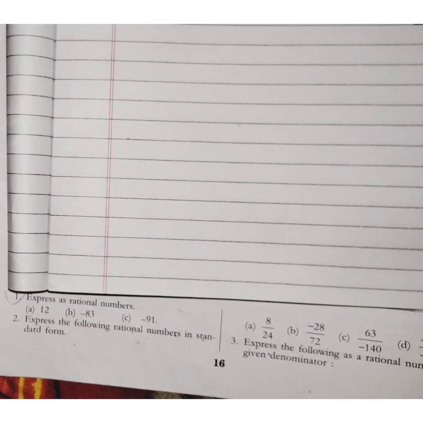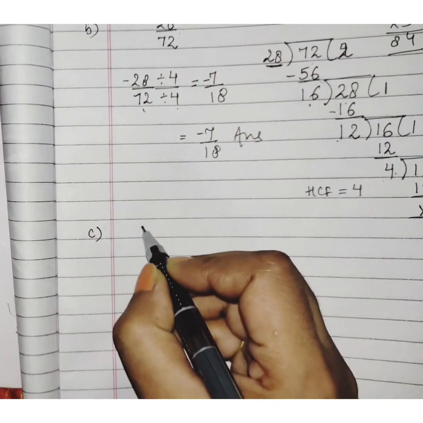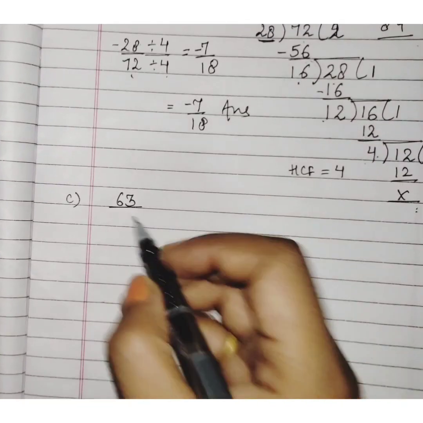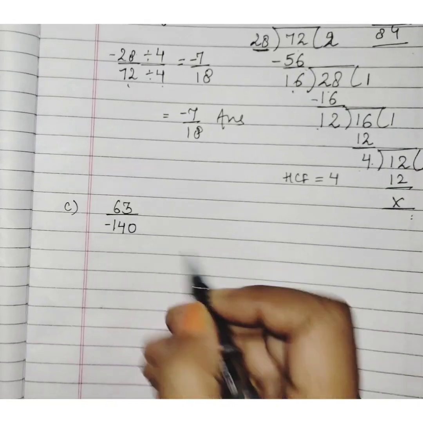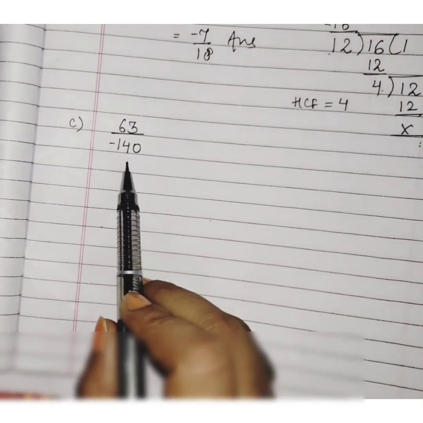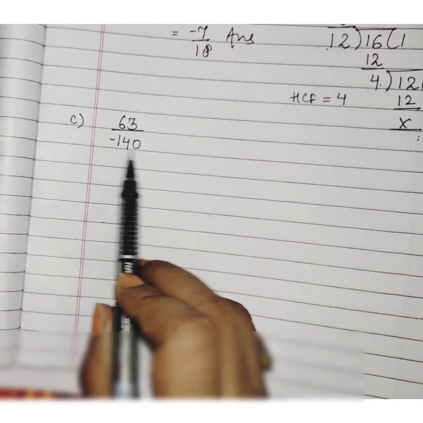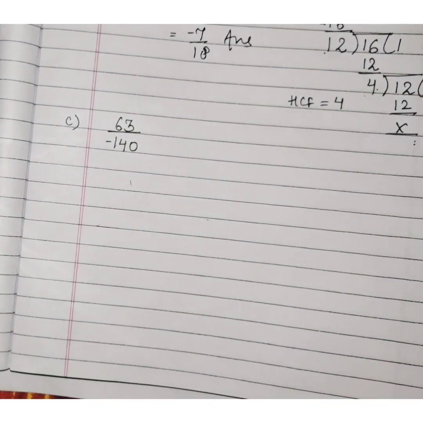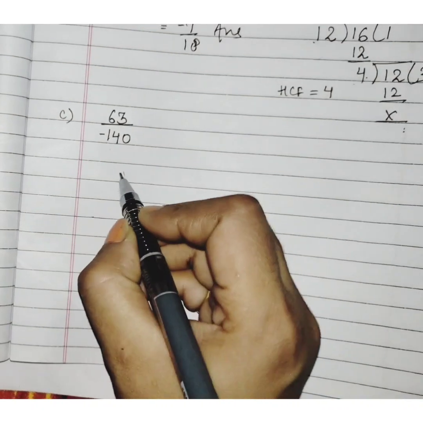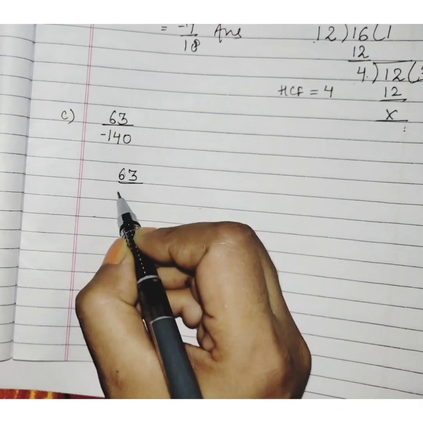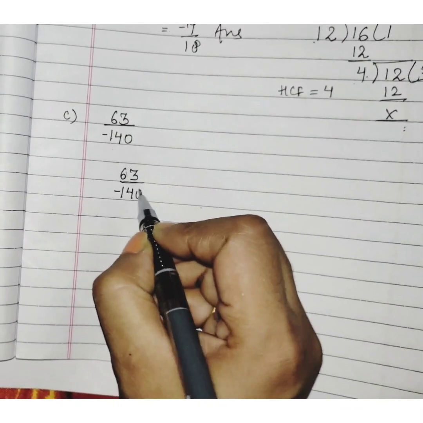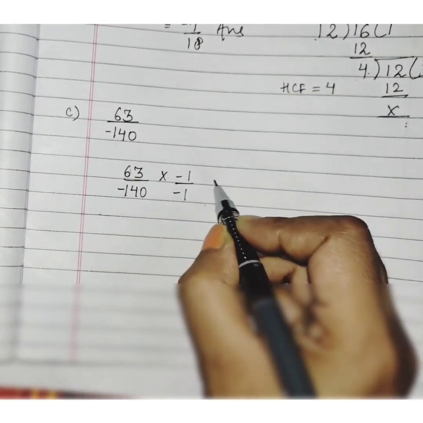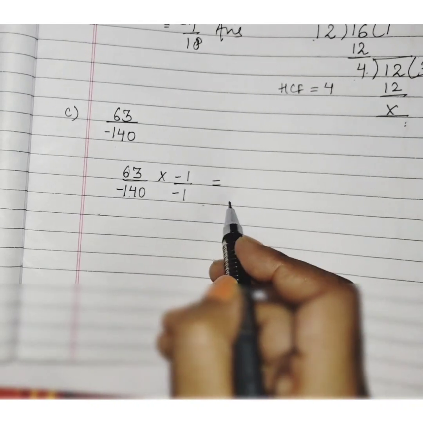Now come to the C part. By doing the C part, it will be more clear to you what the standard form is. Now see, here the denominator is negative. So your first step is to make the denominator positive. And for that, you need to multiply the denominator and the numerator by minus 1. In this way, we will make the denominator positive.